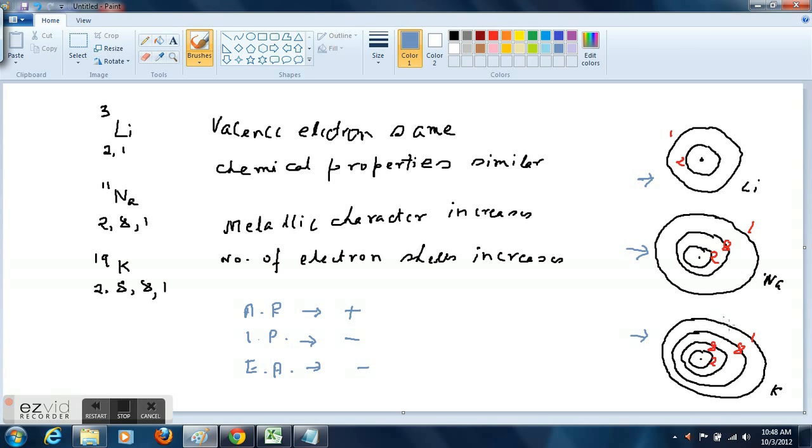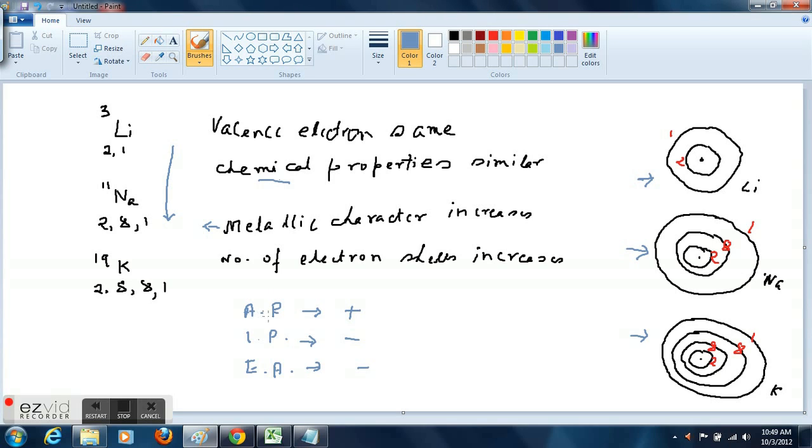As we go down, metallic character increases, and of course the number of electron shells increases. As we go down, 1 electron shell is getting added, and as we discussed earlier, I am discussing it again very briefly. Atomic radius increases because we are adding more shells, so the distance between the nucleus and the outermost shell increases. Atomic radius increases as we go down a group. Ionization potential, of course you can guess it very well, decreases because the total attraction decreases as the size increases. Ionization potential will decrease as we go down a group.